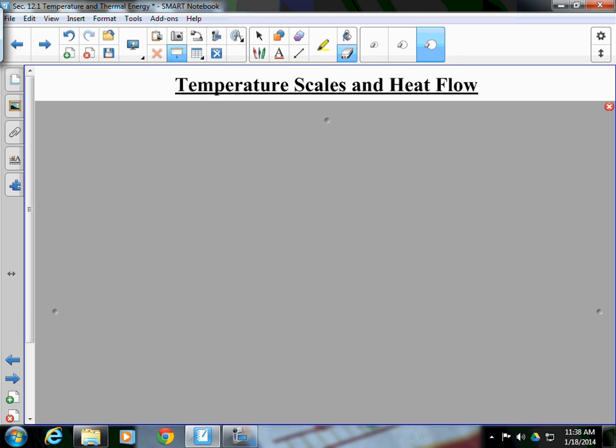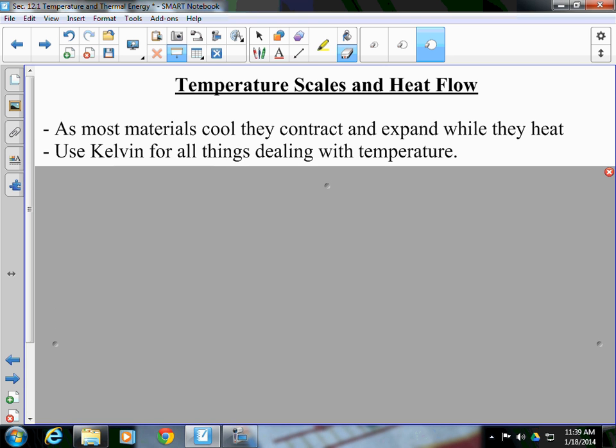Continuing more about heat. Temperature. Temperature is how we measure heat and heat flow. Now, in the United States, we have Fahrenheit. The metric system is Celsius. Scientists tend to use what temperature unit? Right. We use Kelvin.